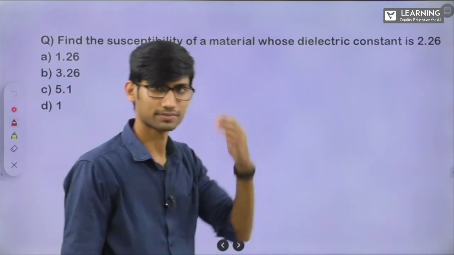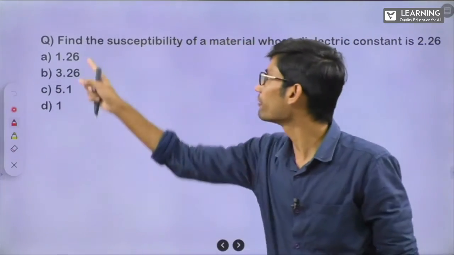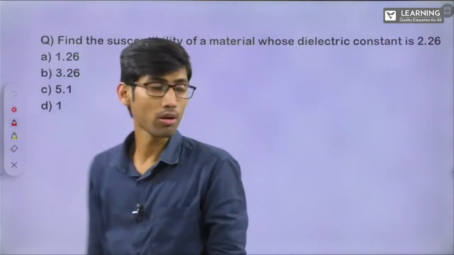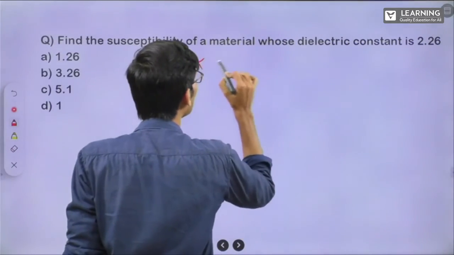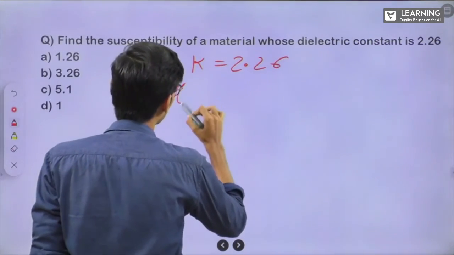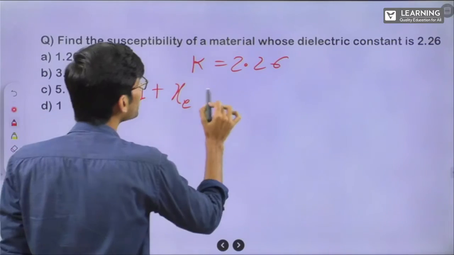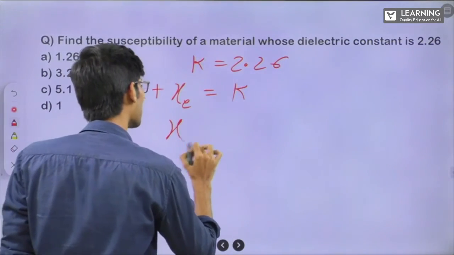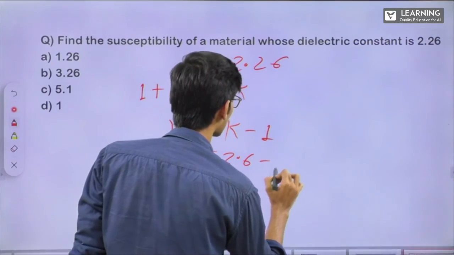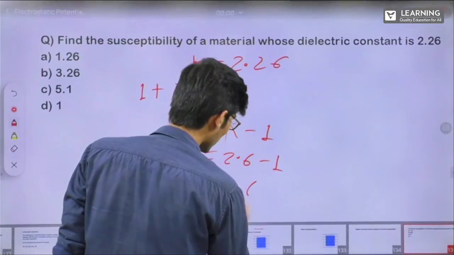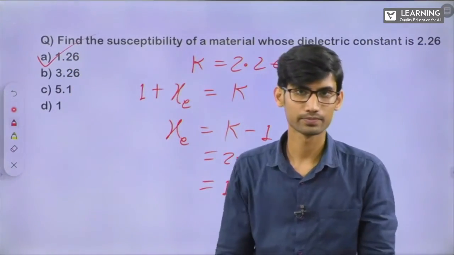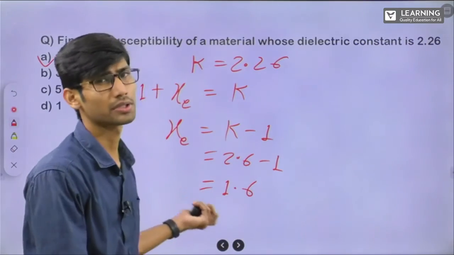Now let's see the question. What kind of question will be? Find the susceptibility of a material whose dielectric constant is 2.26. So dielectric constant is given as 2.26. We have to find the susceptibility. 1 plus susceptibility is equal to K. So susceptibility is equal to K minus 1, that is 2.26 minus 1, that is 1.26. Can you see the option? Yes or no? Okay, this is the answer. Easy. Like this, a 1 mark question can come.